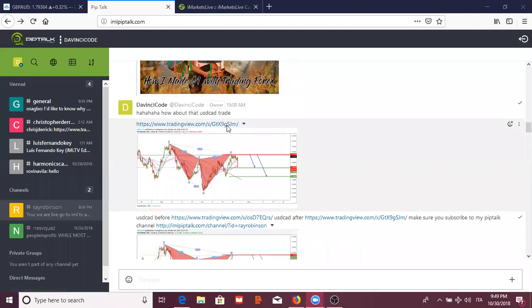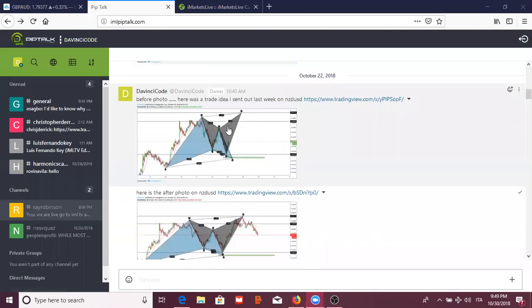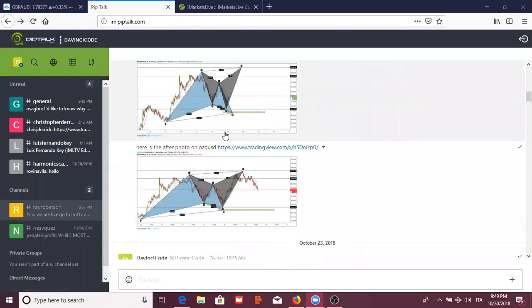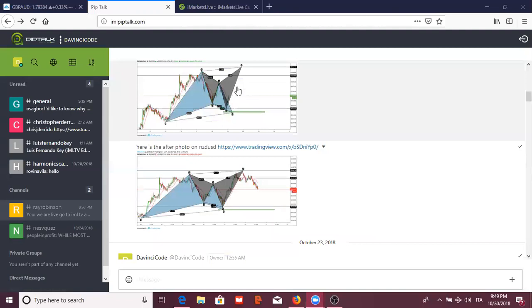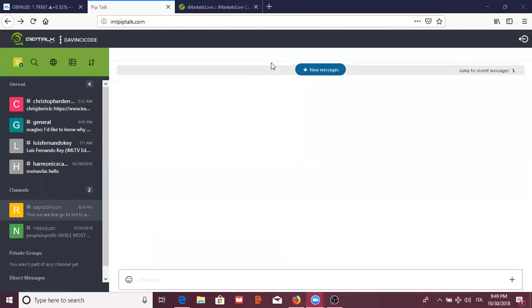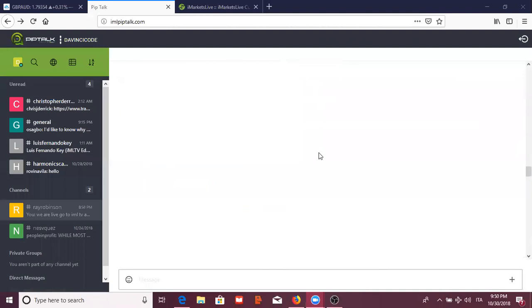I drop all my charts and stuff here in my Pip Talk channel. Feel free to come here, and like I say, all my trades look the same. You can scroll up and watch this. This is the before pick. Price was just sitting right here. Price shot up, then boom, drop. Price pushed up and dropped on NZD USD. I like to keep a trade journal of all the trades that I take.